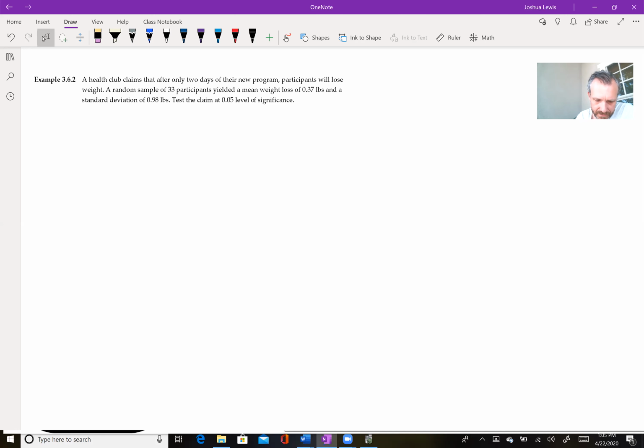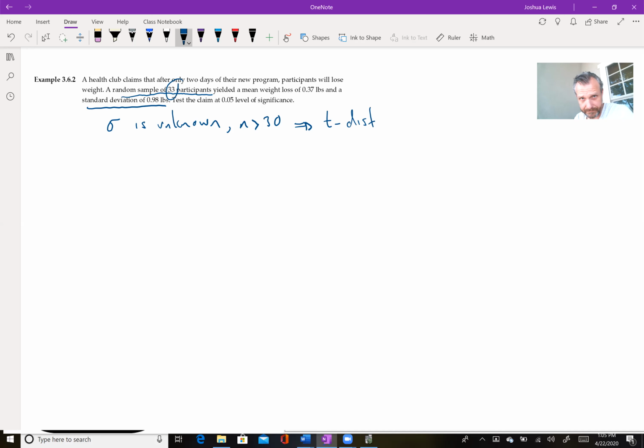All right. So, sigma is unknown. You want to be careful because you might be saying, but wait, it says standard deviation. Yeah, but where did it come from? A random sample of 33 participants, okay? Sigma is unknown. N is greater than 30, right? And so I'm going to use the t distribution, okay?